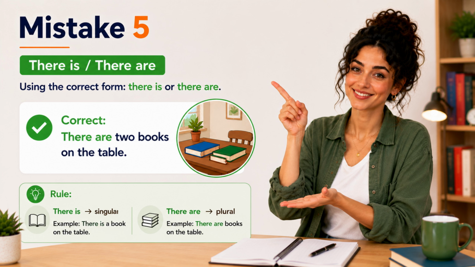Now let's review the 5 correct sentences. She goes to school every day. Does she usually work on weekends? She is very tired today. She has an apple in her bag. There are 2 books on the table.